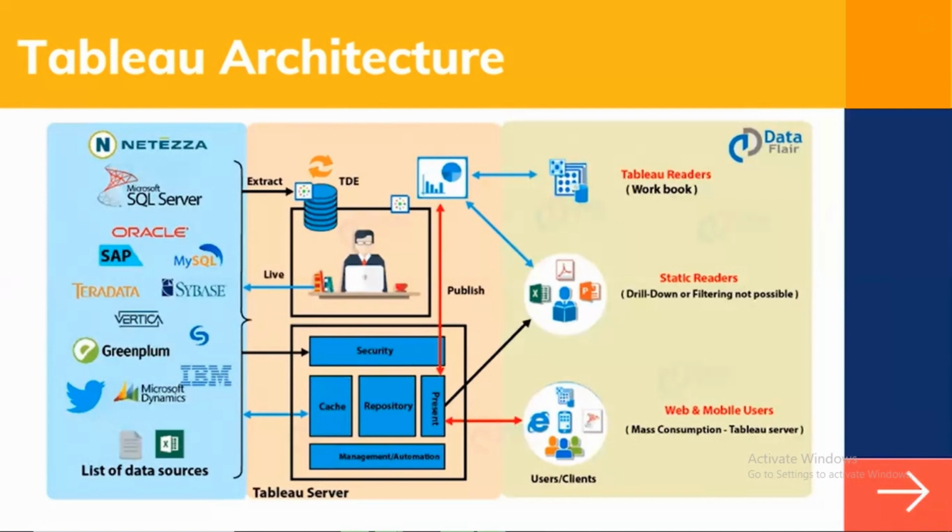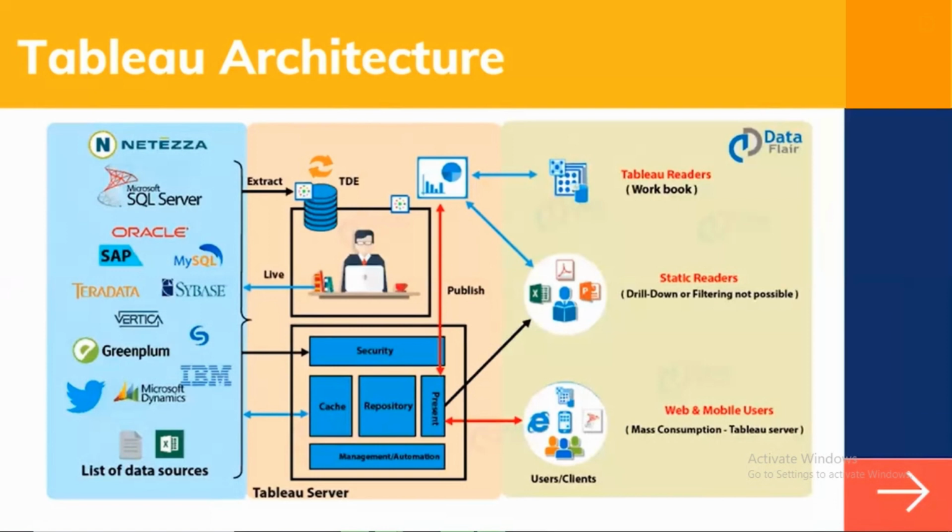Now we need to speak about your desktop and then server. Before we go to our server, first let us understand what is happening in the desktop. Desktop is the version which is going to act like an authoring tool. Any kind of visualizations or dashboards you want to make out of the data, this is where it is going to happen.